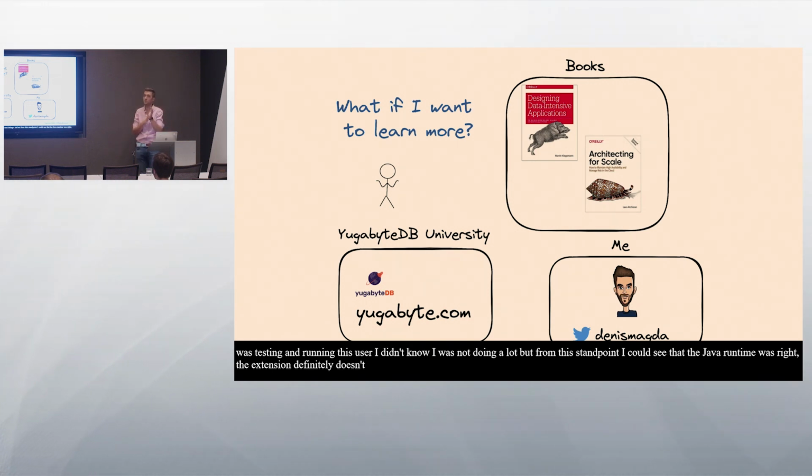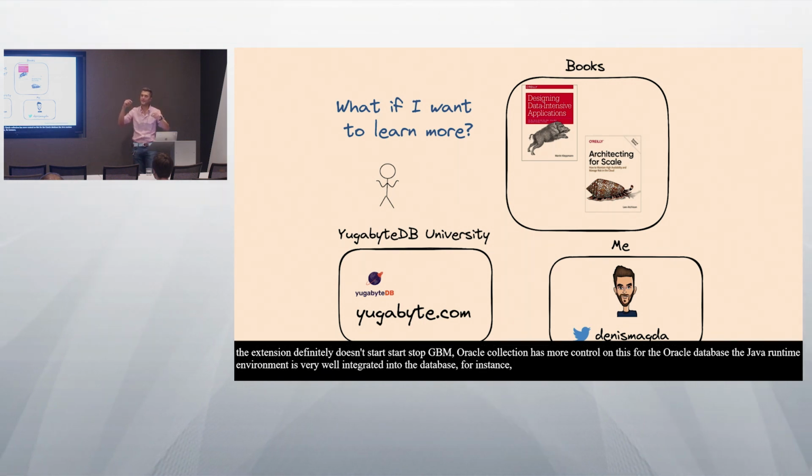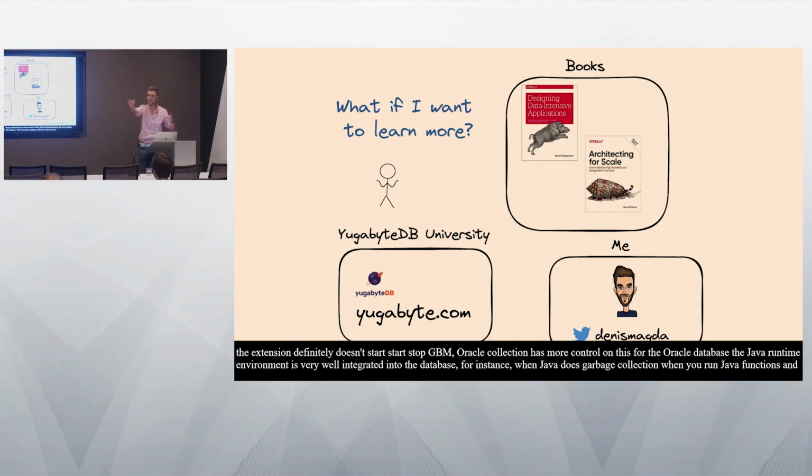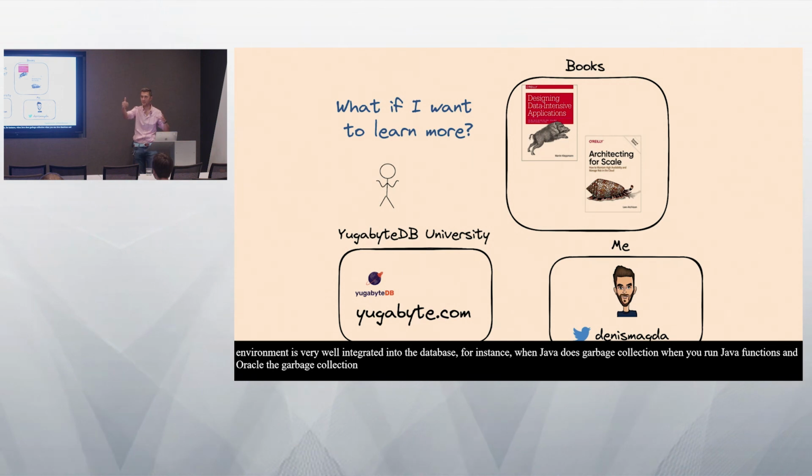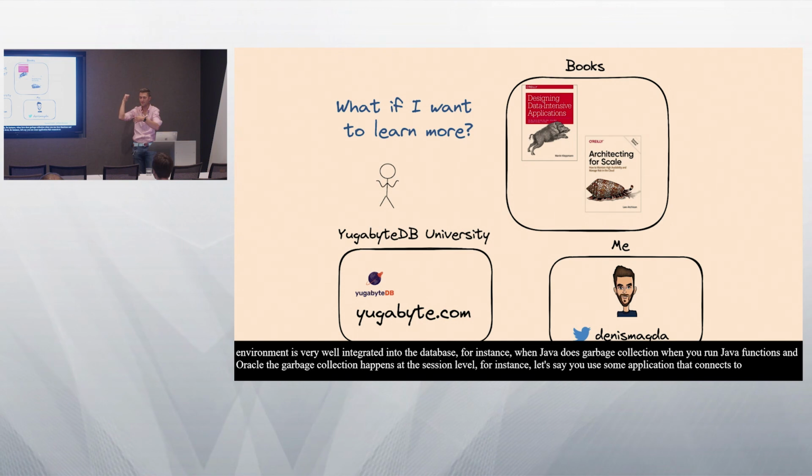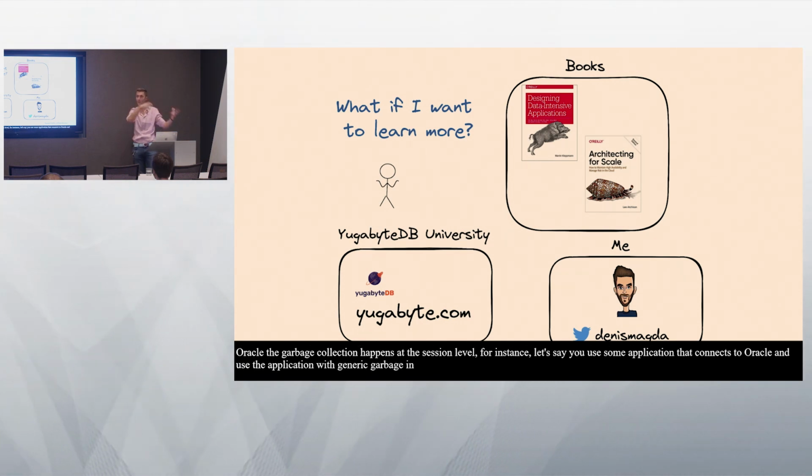Oracle actually has more control on this. For the Oracle database, their Java runtime environment is very well integrated into the database. For instance, when you run Java functions in Oracle, the garbage collection happens at the session level. You use some application that connects to Oracle, you generate garbage in the JVM on the Oracle database side, and your garbage will be garbage collected separately from mine. So this is how the garbage collector is integrated in Oracle.